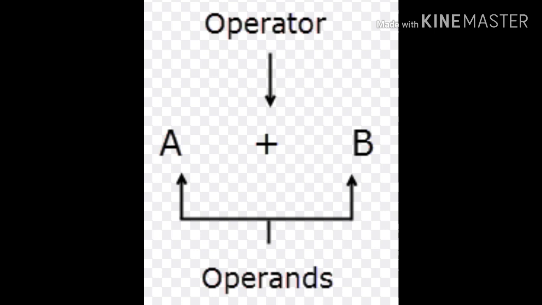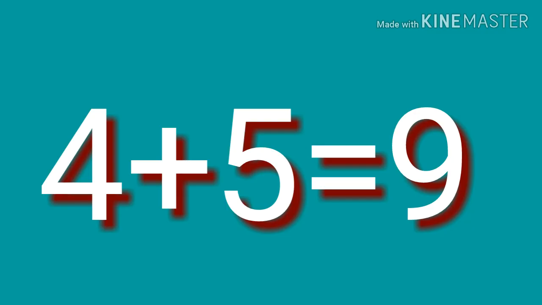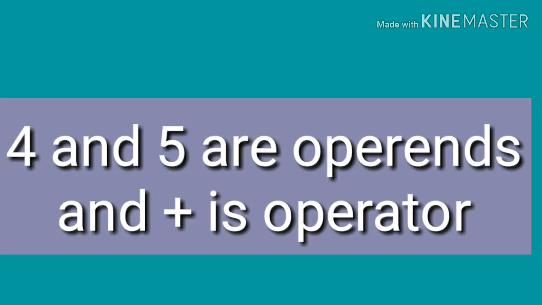Now let's talk about what operands are. Basically, the variables and objects to which the computation is applied are called operands. For example, if we take two numbers, say 4 and 5, when we add both these numbers, the result we get is 9. Here, the two numbers 4 and 5, which we are adding, are the operands, and the plus symbol between them, that means when we use 4 plus 5 equals 9, the plus symbol is the operator.